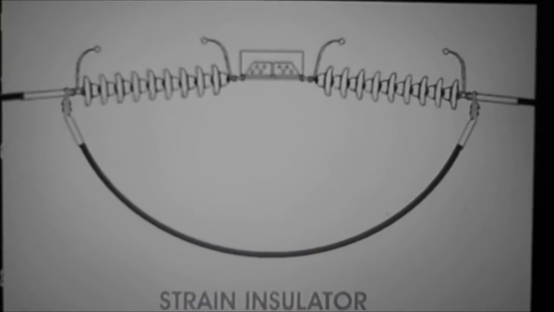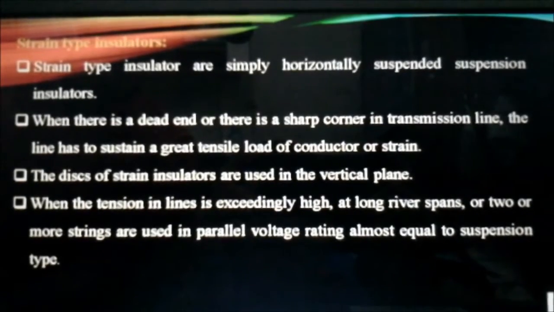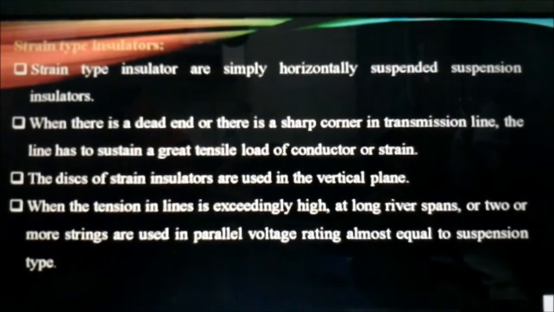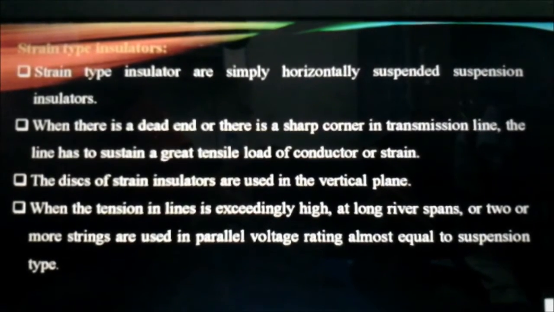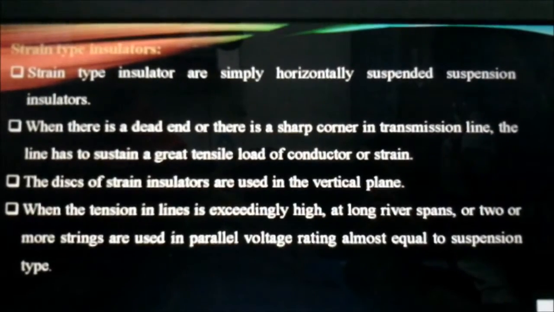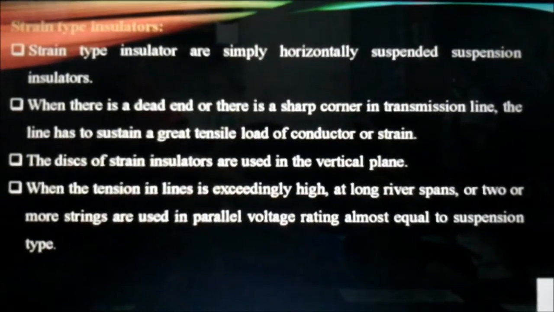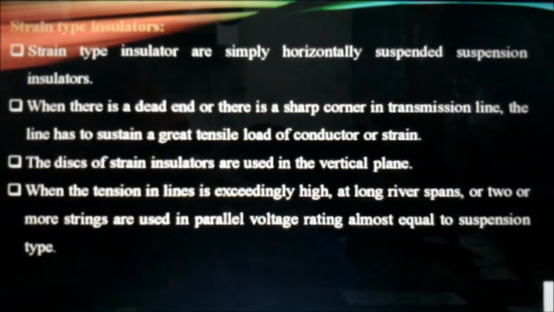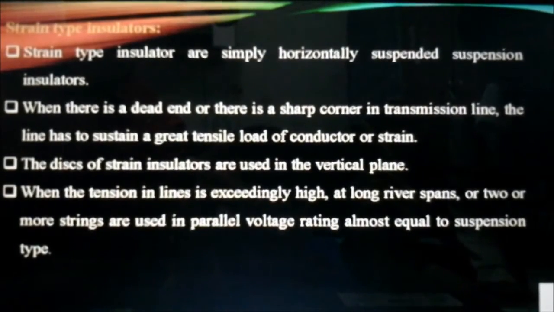And the last example today is strain type insulator. Strain type insulators are simply horizontally suspended suspension insulators. When there is a dead end or a sharp corner in transmission line, the line has to sustain a great tensile load of conductor, or strain. The disc or strain insulators are used in the vertical plane. When the tension in the line is exceedingly high, at long river spans, two or more strings are used in parallel. Voltage rating is almost equal to suspension type.